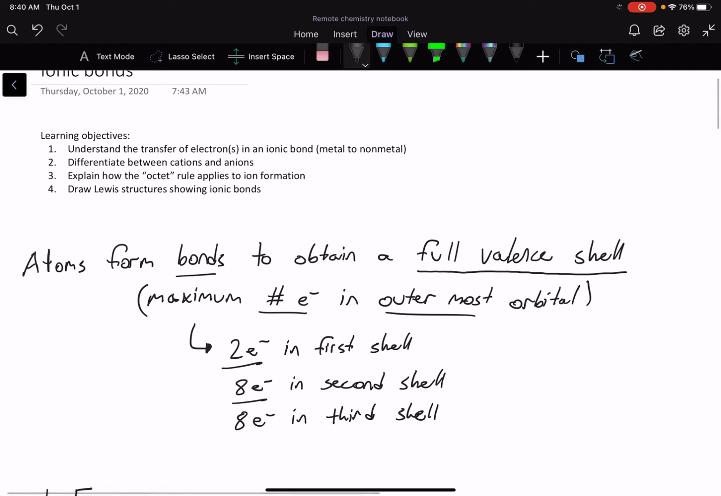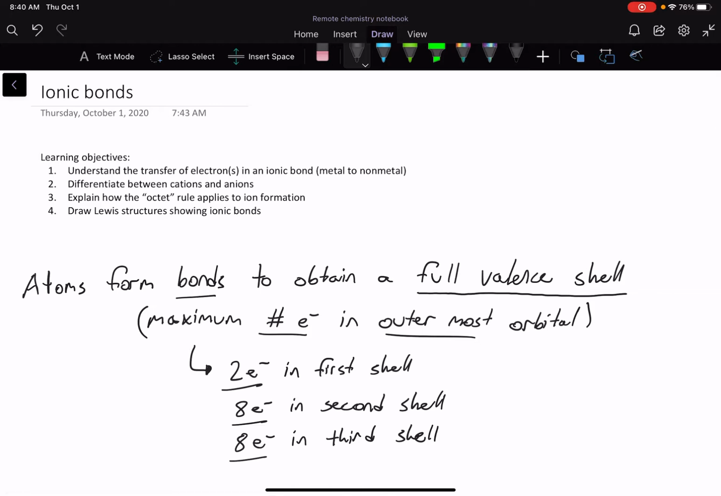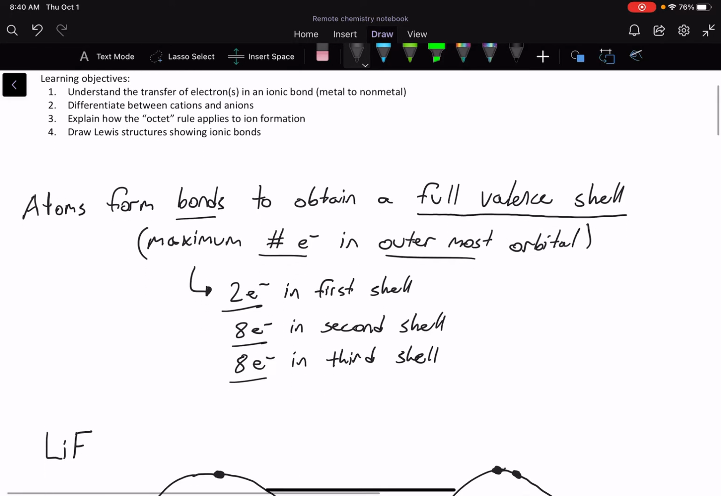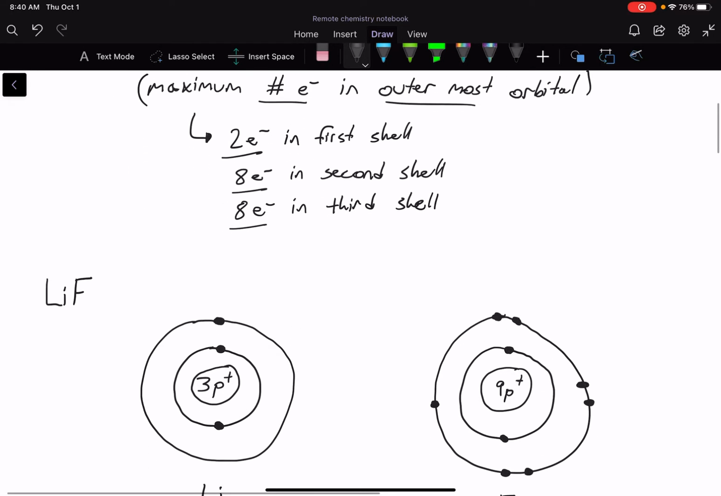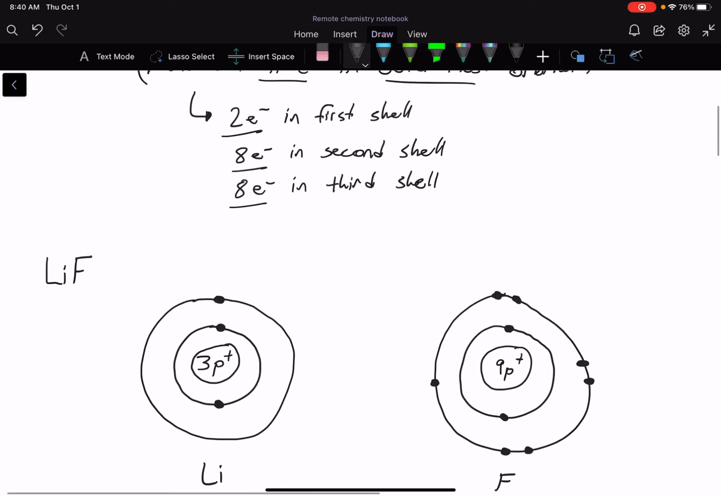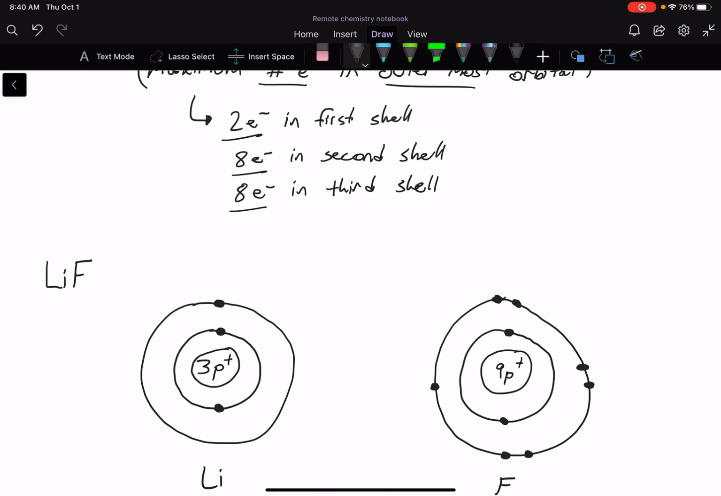And then in the third shell, you would again need 8 electrons to have a full valence shell, if the valence shell is the third shell. So let's just get right into some examples here. If we have LiF, when you see 2 atomic symbols written without any spaces, that just means they're bonded together. They're forming a compound.